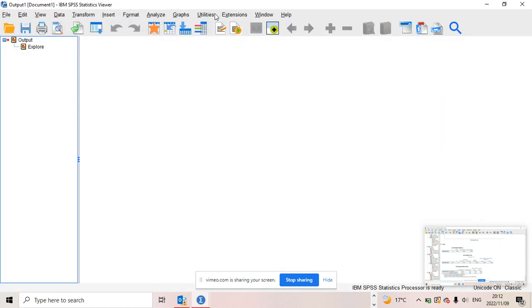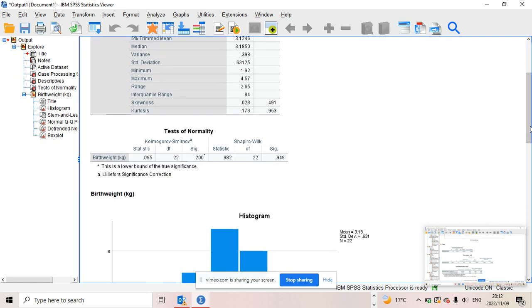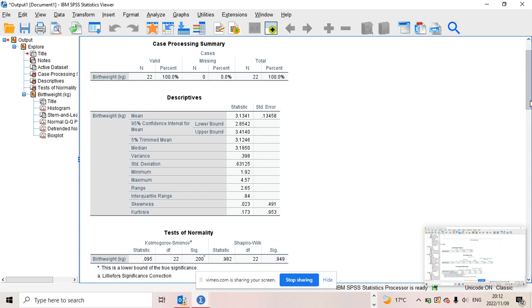So now we click OK. It will bring out the output window. Let's see what the output window is. First of all, let's look at the case processing summary. 22 cases were involved, 100%, and there were no missing cases, 0%. So the total number is 22 and it's 100%. That's good.